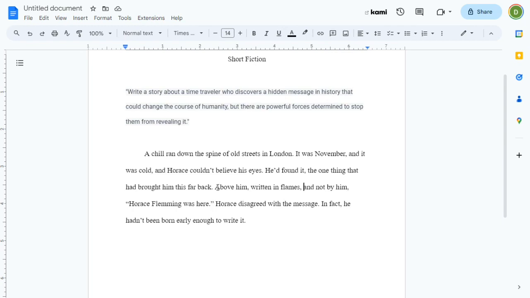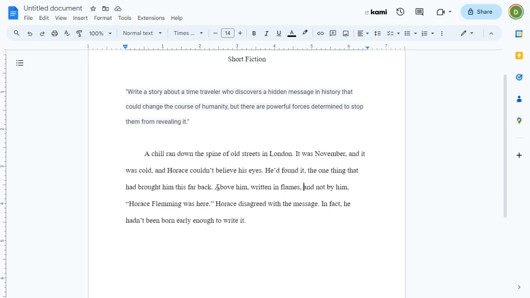A chill ran down the spine of old streets in London. It was November, and it was cold, and Horace couldn't believe his eyes. He'd found it, the one thing that had brought him this far back. Above him, written in flames, and not by him, "Horace Fleming was here." Horace disagreed with the message. In fact, he hadn't been born early enough to write it.